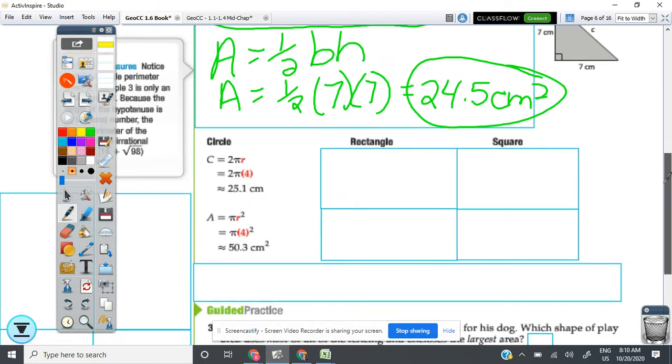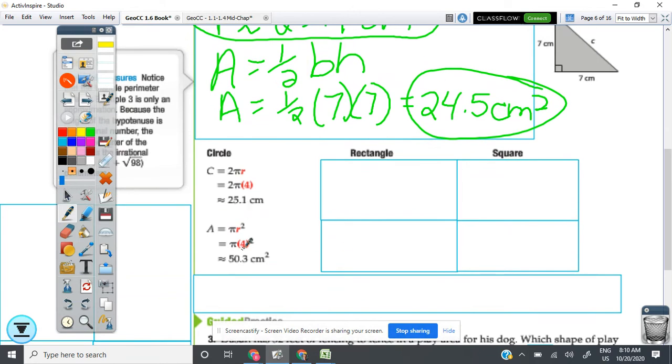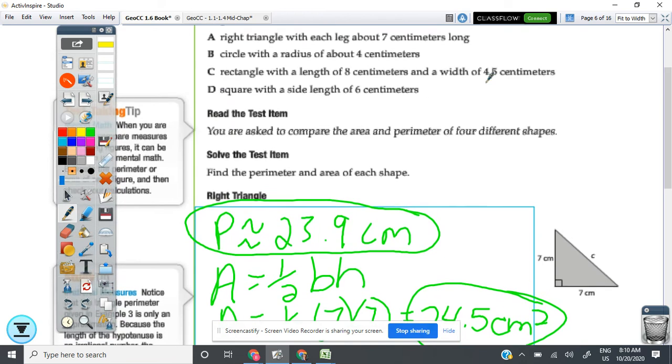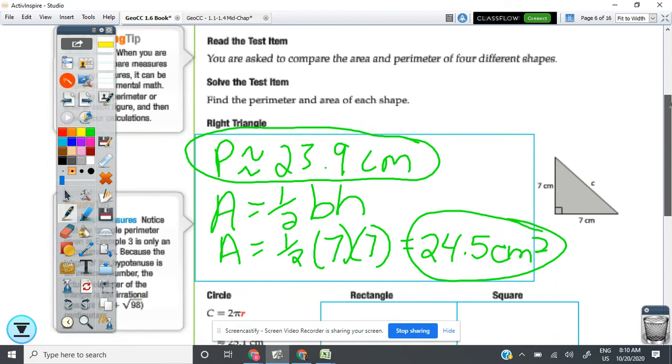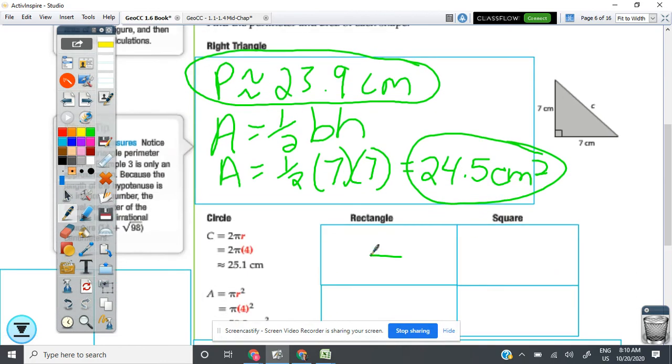Okay, for the area of a circle, it's pi r squared. Again, basic substitution. Make sure you square first here. Get 16, then times it by pi. Again, it's rounded. A rectangle that is 8 by 4.5. So we have to find our perimeter, which is 2L plus 2W. So 2 times 8 plus 2 times 4.5 gives me 16 plus 9, which is 25.